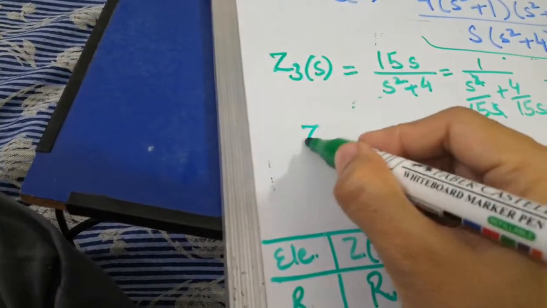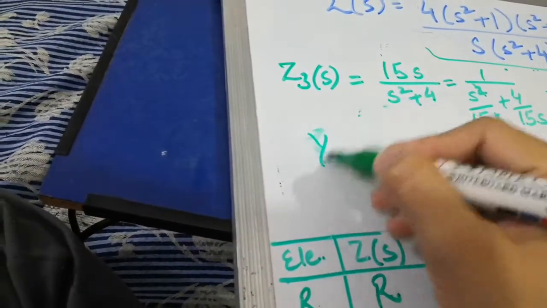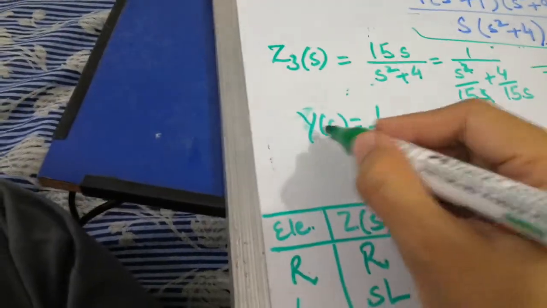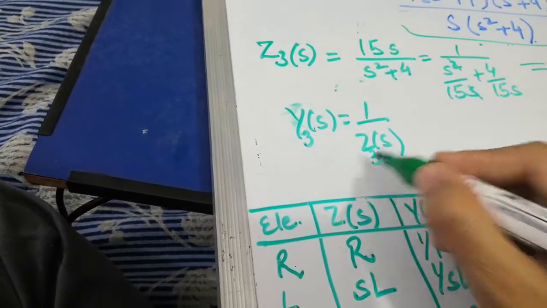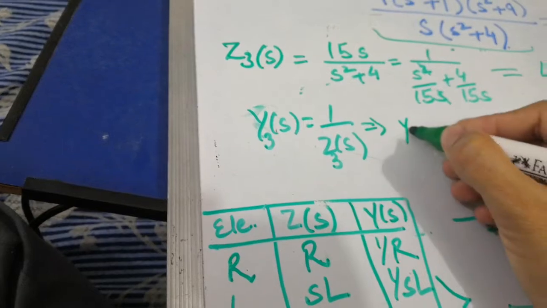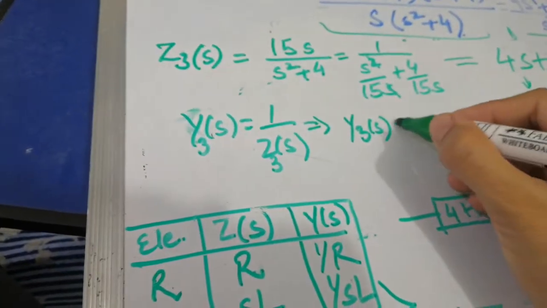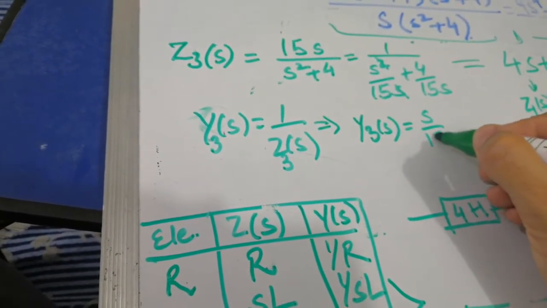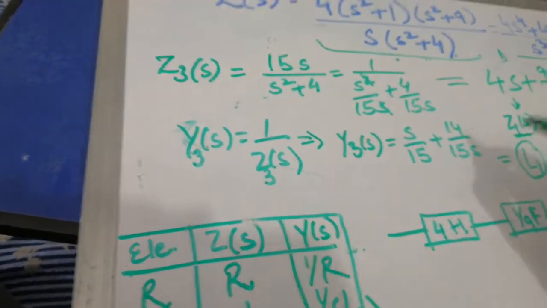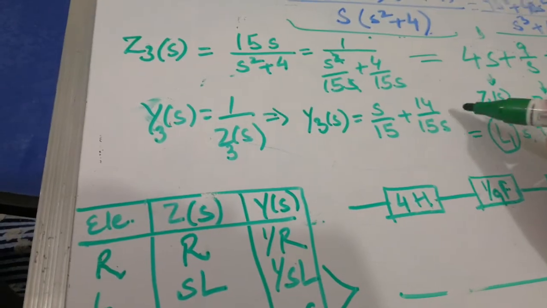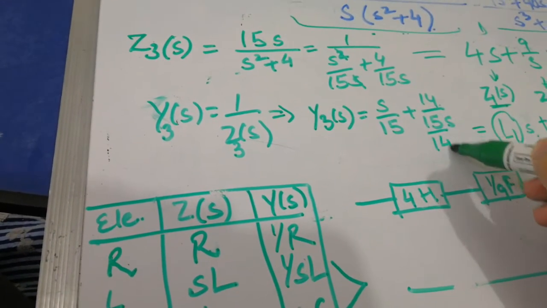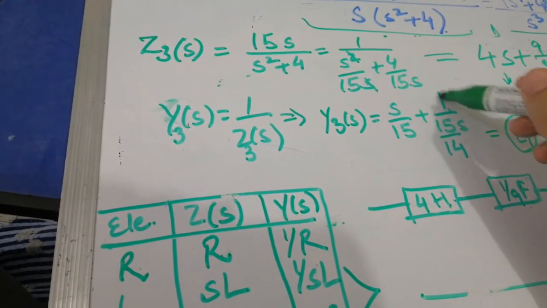So now you all know that Y is the reciprocal of Z. So when we are talking about Y3, it is the reciprocal of Z3. So instead of 1 upon, I can directly write Y3 as S upon 15 plus 14 upon 15S, or to make it more clear, this 14 is going to go down and I can write it as 1 upon this.